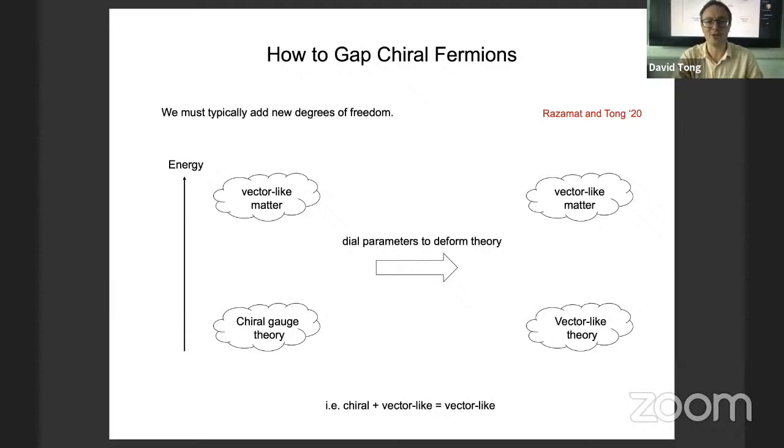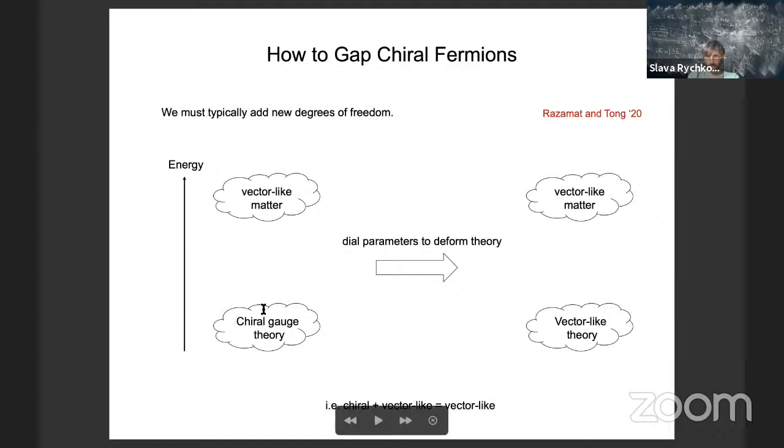Slava, your microphone is now off, so please. Yeah, I wanted to make sure I understand. So everything becomes massive, but things were already perhaps massive even before you added this vector-like matter. So I guess you want this final mass scale to become arbitrarily large.